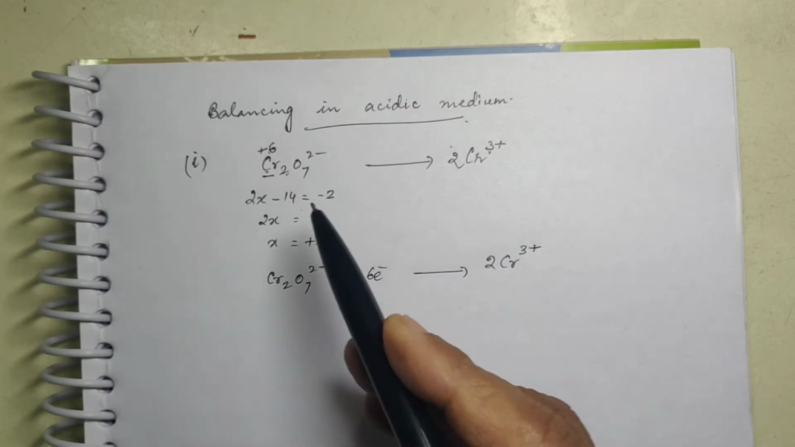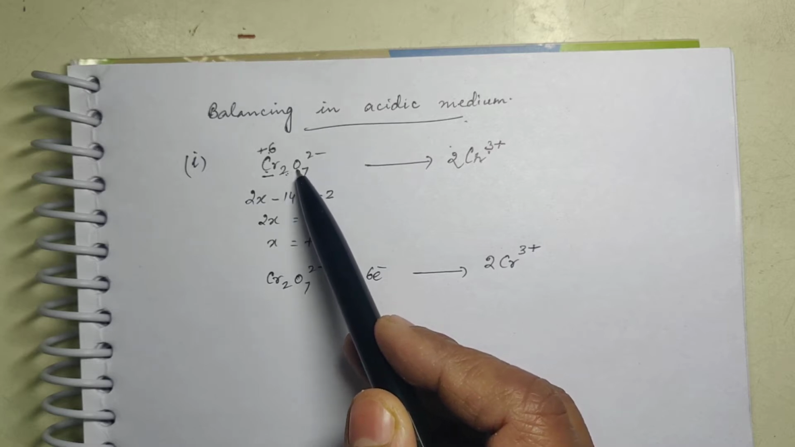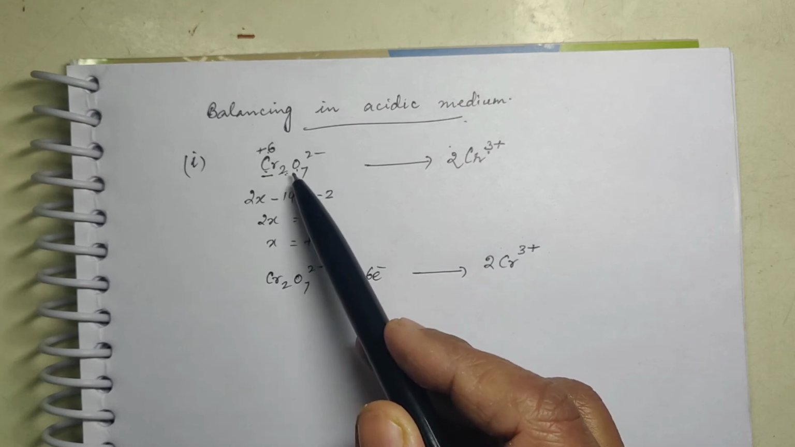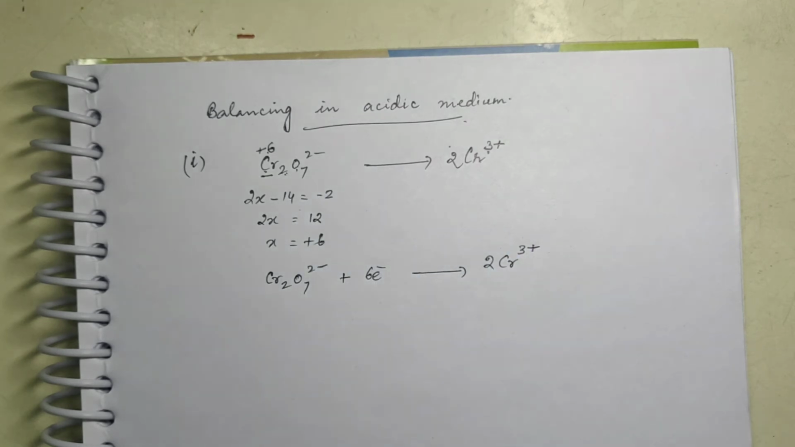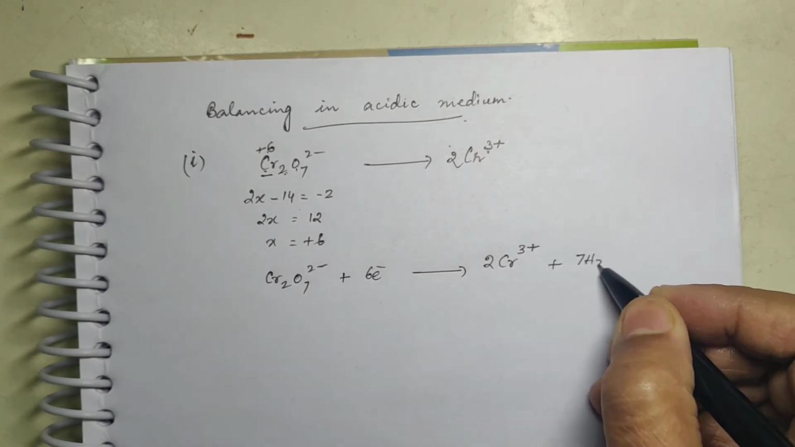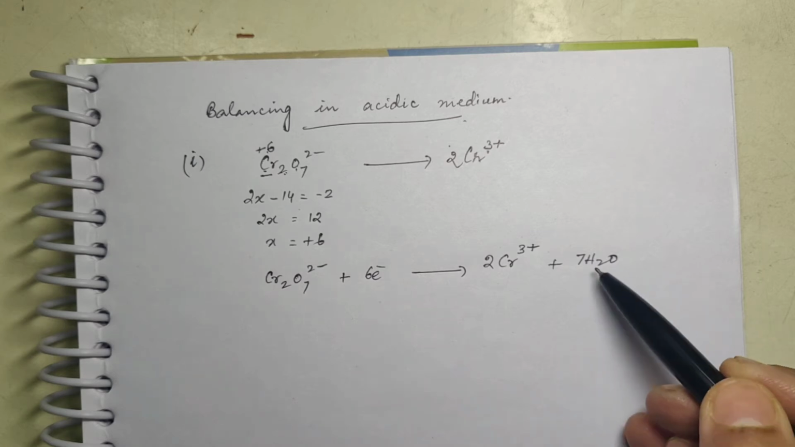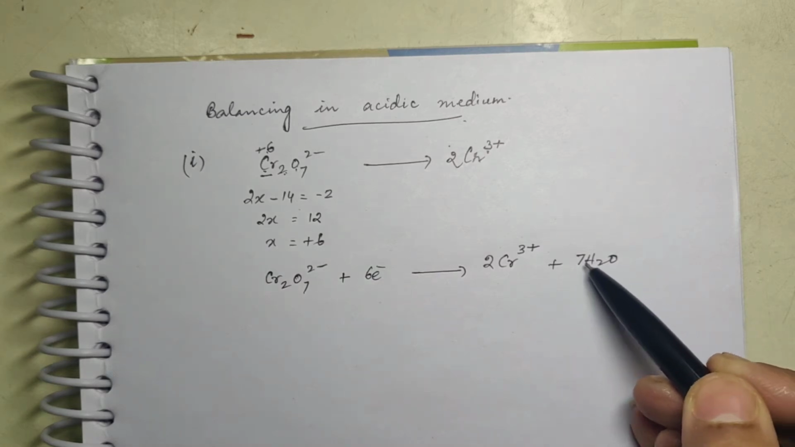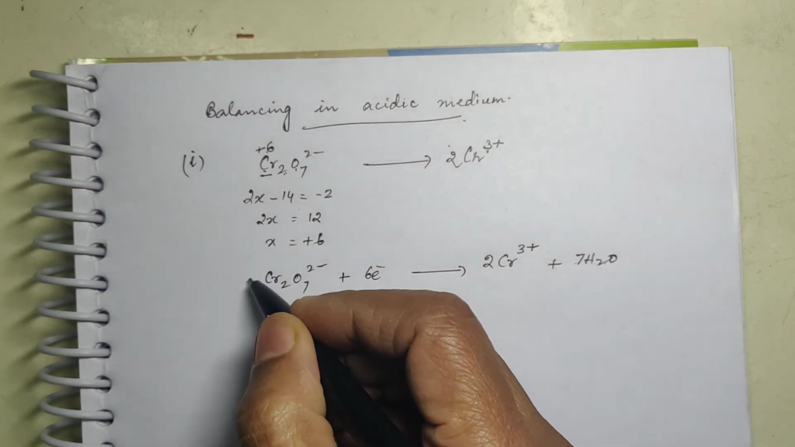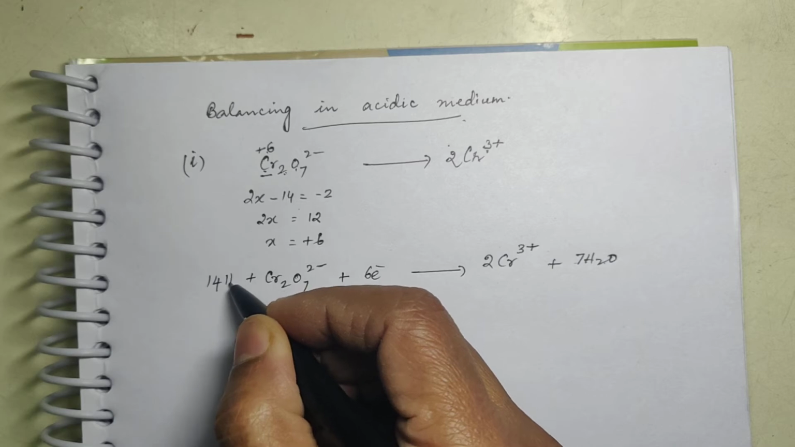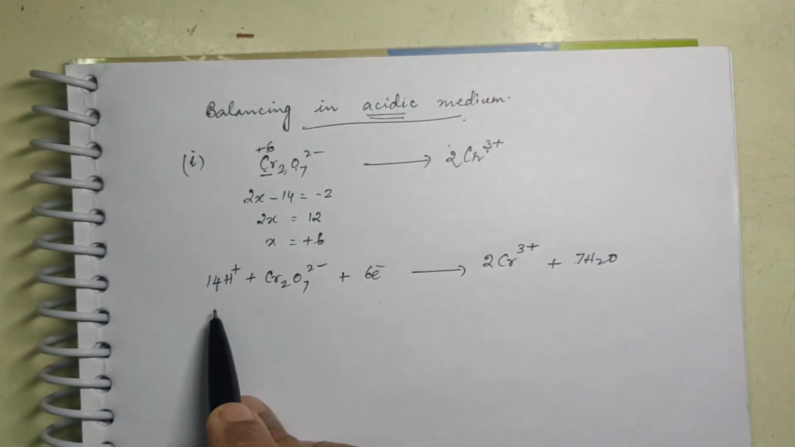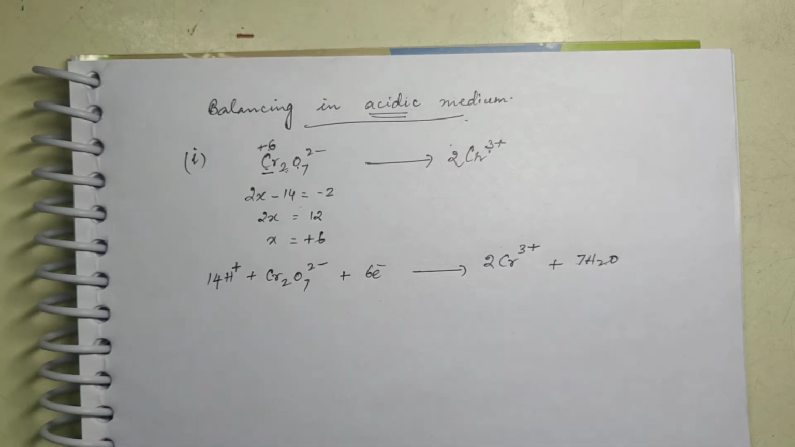Then next step is how many other oxygen atoms are there? Add that many water. How many ever oxygen atoms are there? Add that many water. Okay. So what I'm doing? I'm adding 7 water molecules. Now by adding 7, you are having now 14 H plus. 14 hydrogen, which has to be added in the form of H plus because you are balancing it in the acidic medium. Is that clear? So you will add H plus. Now your equation is balanced.